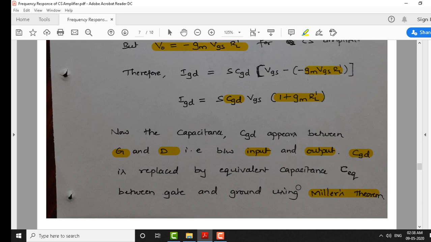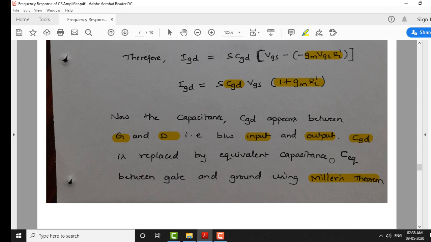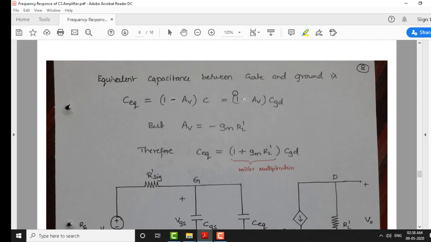So we are using Miller's theorem to obtain the equivalent capacitance of CGD at the input side and output side. Now the equivalent capacitance between the gate and ground is given by, as per Miller's theorem, and make a note here, we are not going to discuss Miller's theorem in our syllabus, but the usage of Miller's theorem is done here. So equivalent capacitance is calculated by 1 minus the voltage gain of a common source amplifier multiplied with the capacitance. This is the capacitance applicable at the input side of the common source amplifier equivalent circuit.